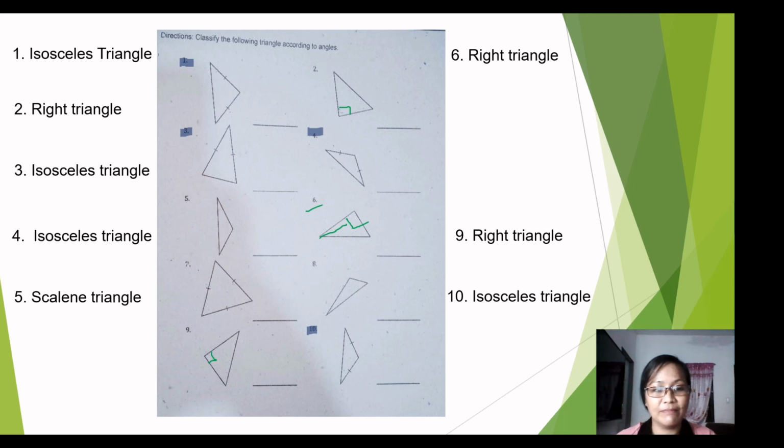Number 5, as you can see, all the sides are different. That means it is a scalene triangle. Next, number 8 is also a scalene triangle since all the sides are different. Number 7, if you notice, all the sides are congruent. Why? Because one line and one line, that means all the sides are congruent. Therefore, number 7 is an equilateral triangle.